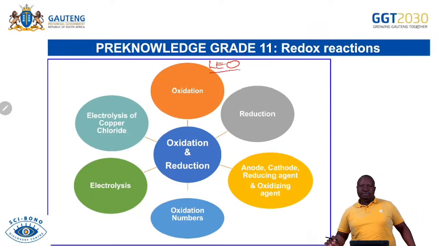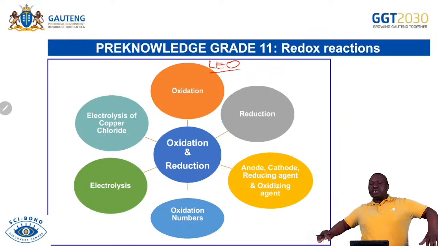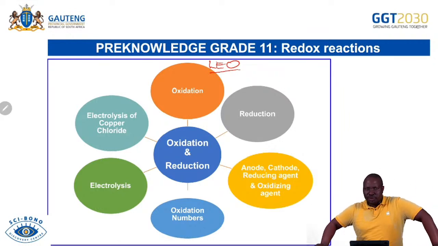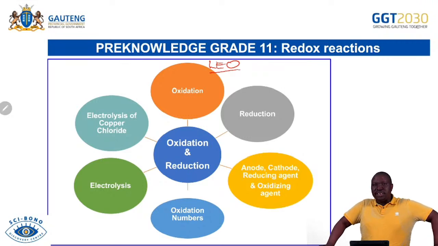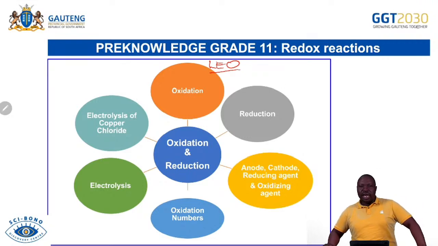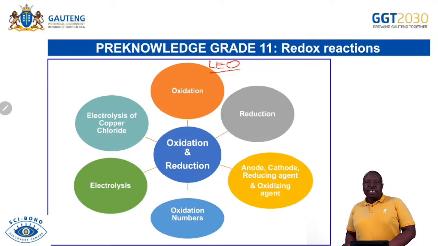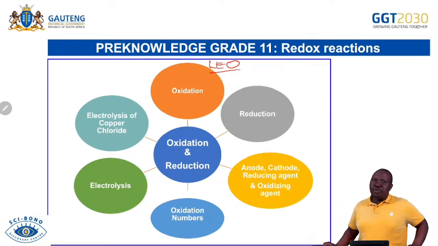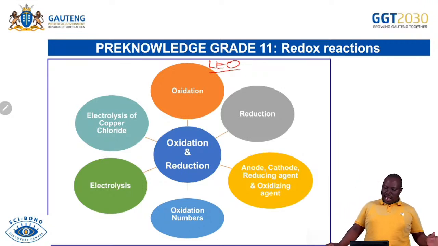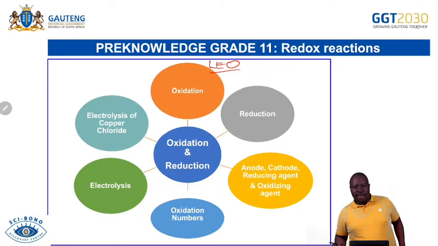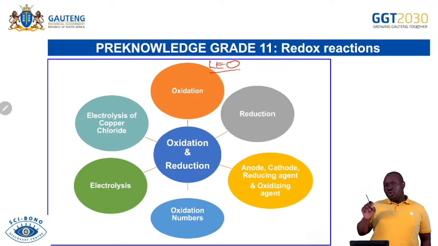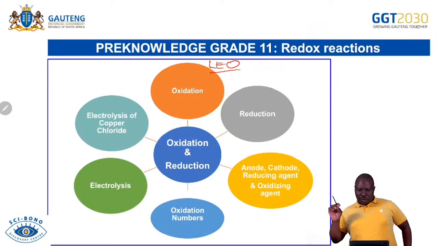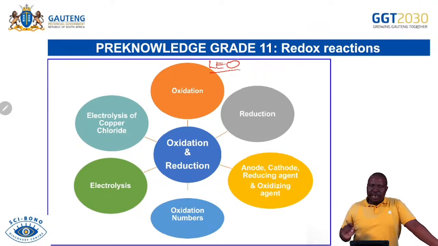This is revision of grade 11, because we are still going to ask you this question: define oxidation, define reduction, what is an anode, what is a cathode, what is a reducing agent, what is an oxidizing agent. Understanding oxidation numbers is very important here, and electrolysis as a process. Remember, you have done the electrolysis of copper chloride in grade 11. So it's very important for you to bring that knowledge. We're not wasting your time in grade 11, we're preparing you for grade 12.